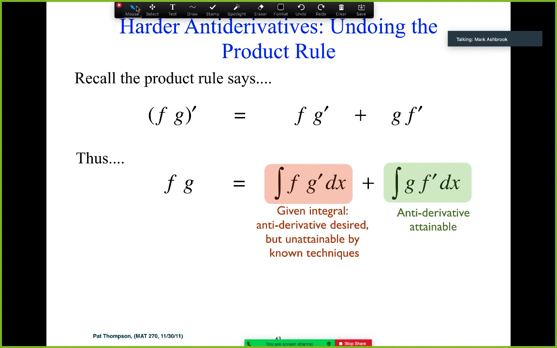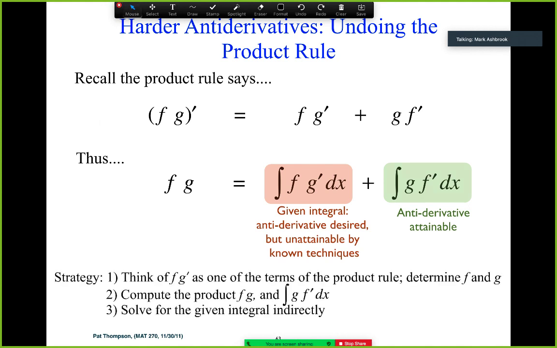All right, so here's our strategy. We're going to think of our given rate function as one of the terms in the product rule, and from that, we're going to determine what f and g are. Well, f we'll already have. We'll just have to do a little antiderivative to get g from g prime. And then we're going to compute the product fg, and we're going to do this easier antiderivative of g f prime. And then we're going to solve indirectly by just subtracting, right? We're going to take fg minus the easier one.